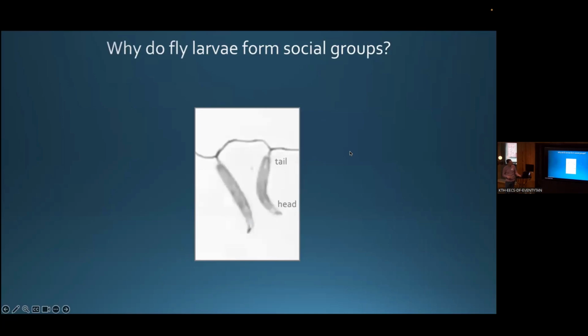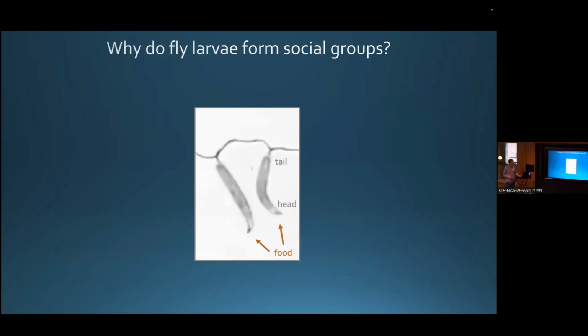Okay, and so why are they doing this? I've probably mentioned this to some of you, that the goal of the larva is just to eat as much food as possible so it can become an adult fly. That's the only drive they have going on, and to avoid predators. That's really it.